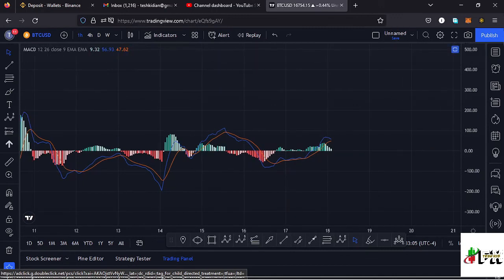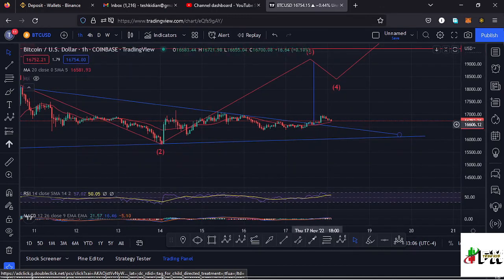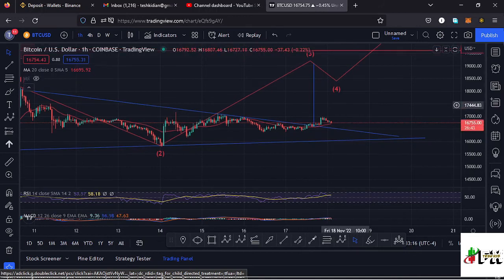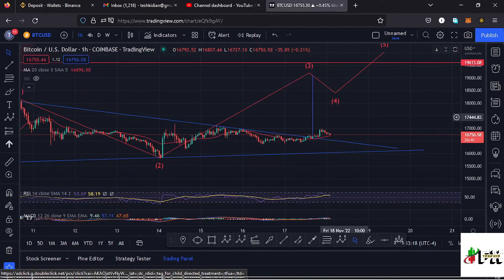So let's be patient and be careful, because this might be a fake out of what we are seeing as a breakout out of this triangle that we had been trading within. So let's be patient and see how that plays out, and I'll keep you updated.